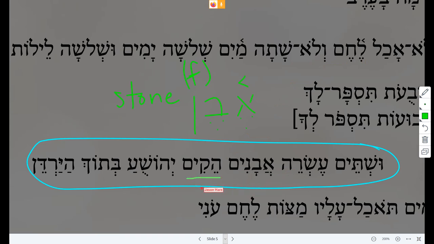This is the verb hekim. So they took 12 stones. Well, it's from the word kum, which means to arise or to stand up. This is the Hifil version. It means he stood something up. He stood up 12 stones. Yehoshua, betoch, ha-Yarden. Betoch means in the middle of, right?